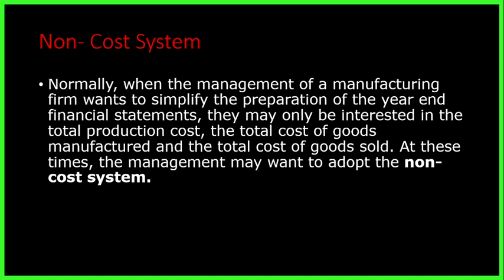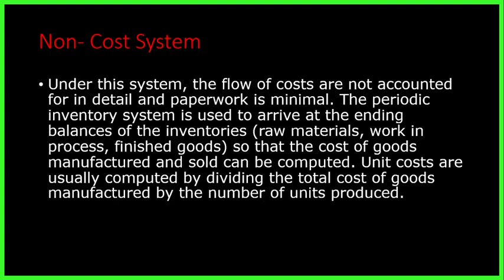Okay? And they may only be interested in the total production cost, total cost of goods manufactured, and total cost of goods sold. Sometimes they just want to come up with the total cost of goods sold because this is the only item shown in the income statement. Okay? The production cost and cost of goods manufactured are no longer needed. So if that's the only objective of the management, then they may opt to use the non-cost system.